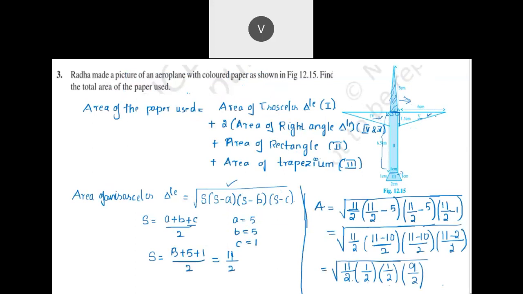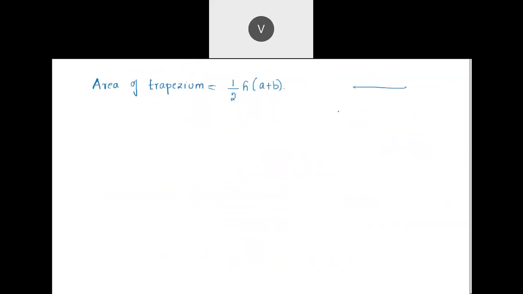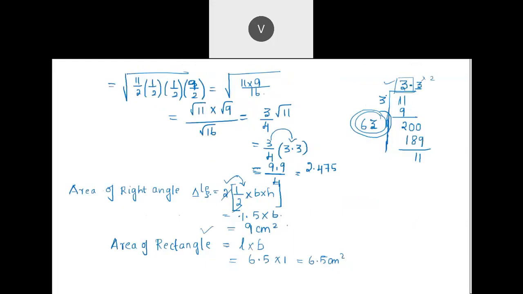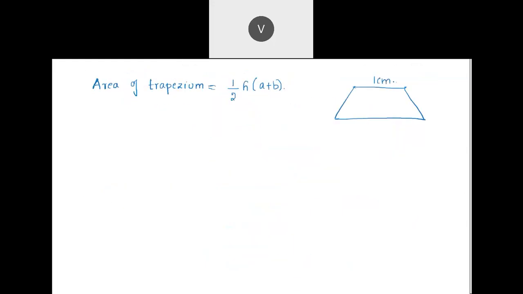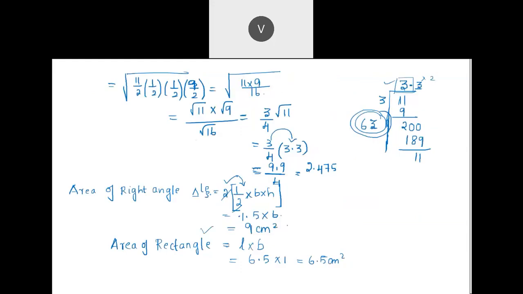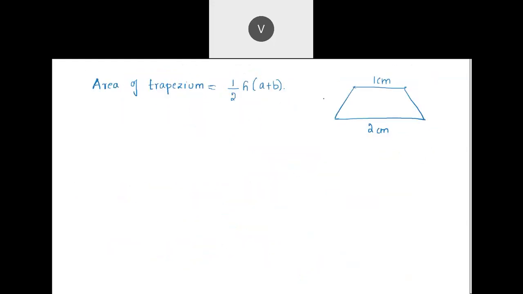So this is a trapezium. Parallel sides lengths are 1 centimeter and 2 centimeter. Non-parallel sides are 1 centimeter. Okay, here we know A value and B value. What about height, children? The distance between these two parallel sides. How to find height? They didn't give height, right? We need to find it out.